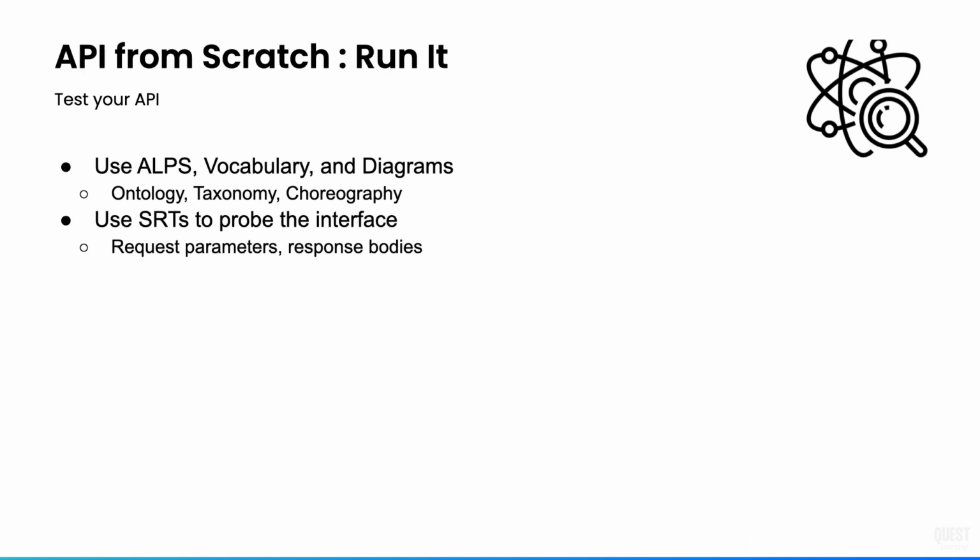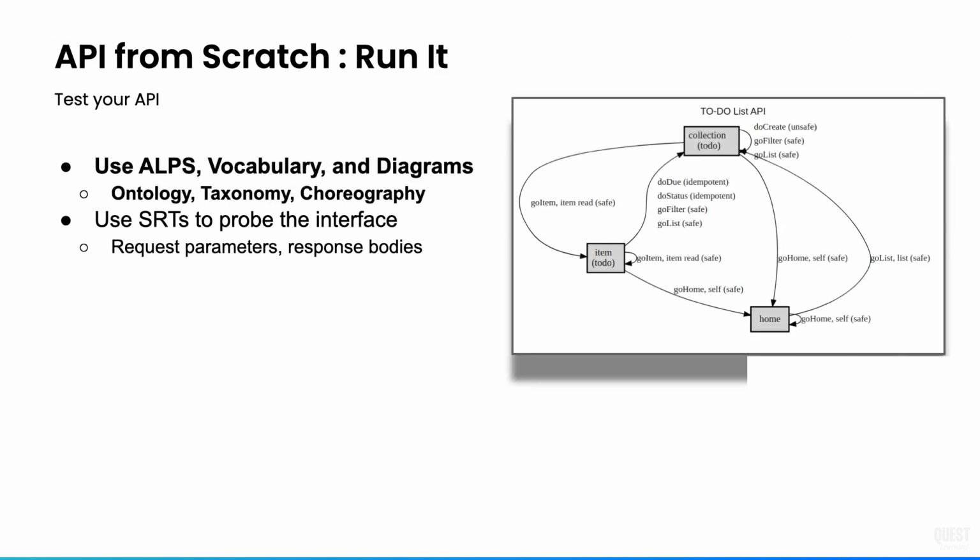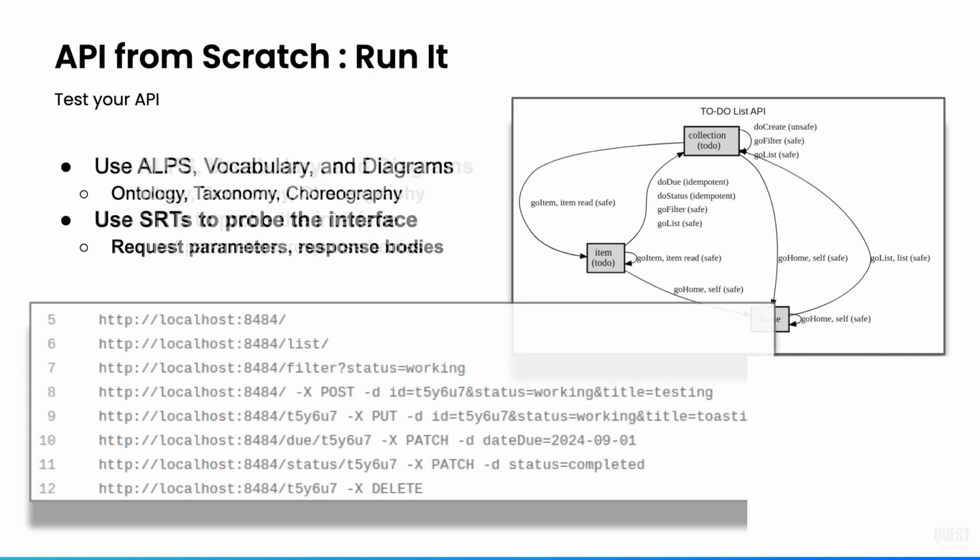We used the ALPS information, the vocabulary, and its diagrams to glean the ontology, taxonomy, and choreography information that was necessary to make sure we were testing the right things for our API. And then we used the simple request testing, probing interfaces with request parameters and response bodies. And remember, we had both happy and sad tests in our module, so that we can also test the mistakes or the invalid elements as well as the proper one.